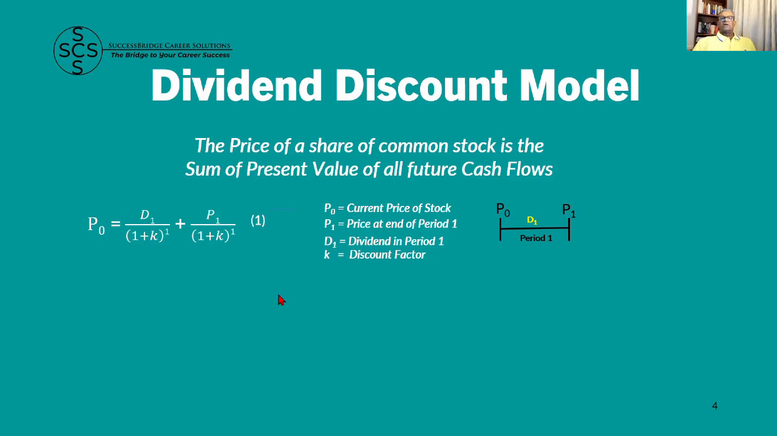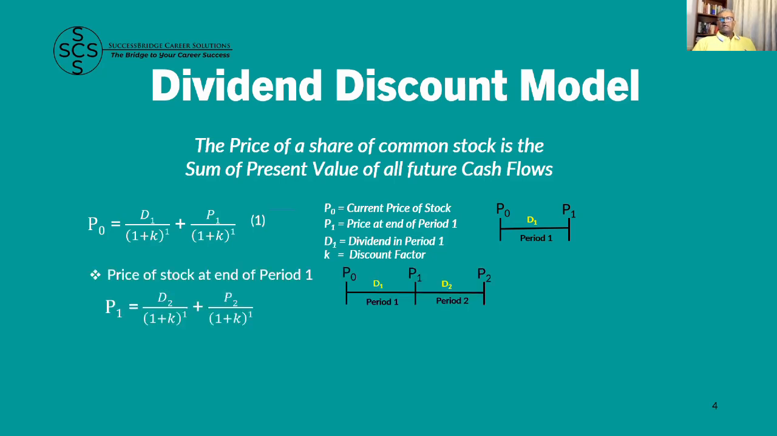Okay, so now let us look at the two period situation, where we travel further in time and position ourselves at the beginning of period two. Applying the same logic, we find that the price P1 is equal to D2 discounted to P1 and P2 discounted to P1. So we have P1 equal to D2 divided by 1 plus k, plus P2 divided by 1 plus k.